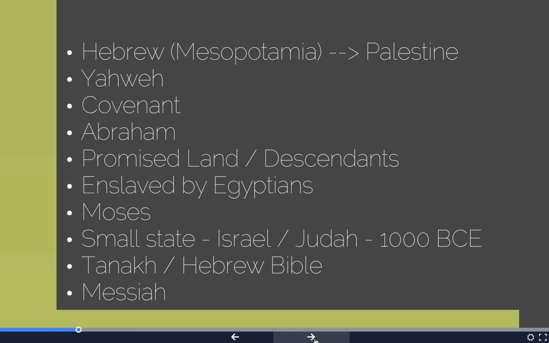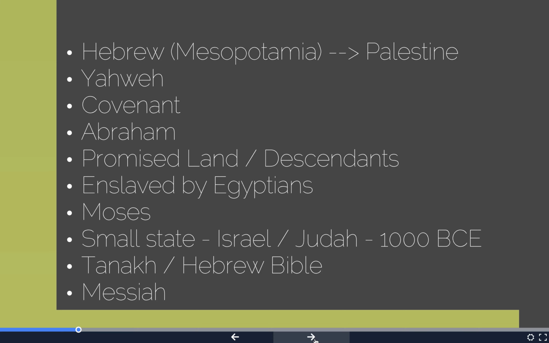They were a people that were in Mesopotamia, the land between the rivers of the Tigris and the Euphrates, and eventually they are going to migrate from the area of Mesopotamia over to Palestine, which is closer to the Mediterranean Sea. Now, they believed in one God, as they were monotheistic, and they called this God Yahweh.